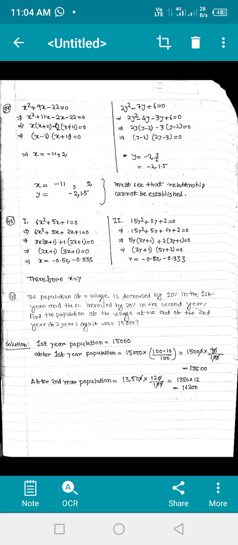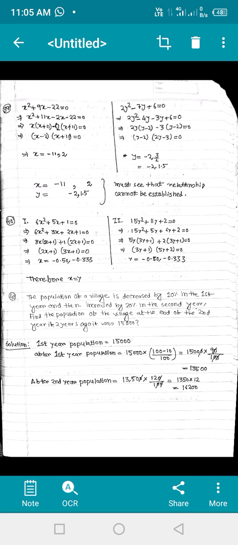Now in problem 41, the population of a village is decreased by 10% in the first year and then increased by 20% in the second year. Find the population of the village at the end of the second year if 2 years ago it was 15,000. You must remember the problem shows that 2 years ago it was 15,000.